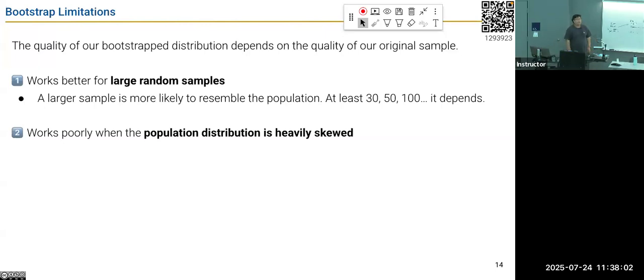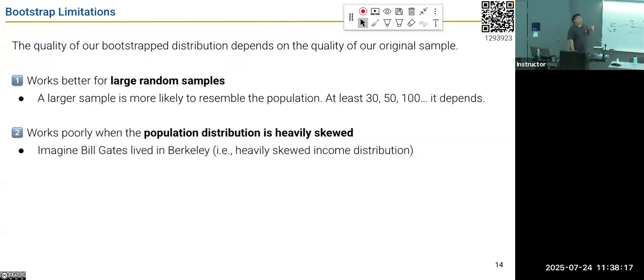Another thing: if your population itself is very skewed, there are some outliers, some extreme values in your population, then your original sample is unlikely to capture that, because there are so few of those individuals. Whenever it's outliers, always think about Bill Gates. Somehow that works for me most of the time. So imagine if Bill Gates lives in Berkeley and we're doing a survey about salaries or income, or wealth.